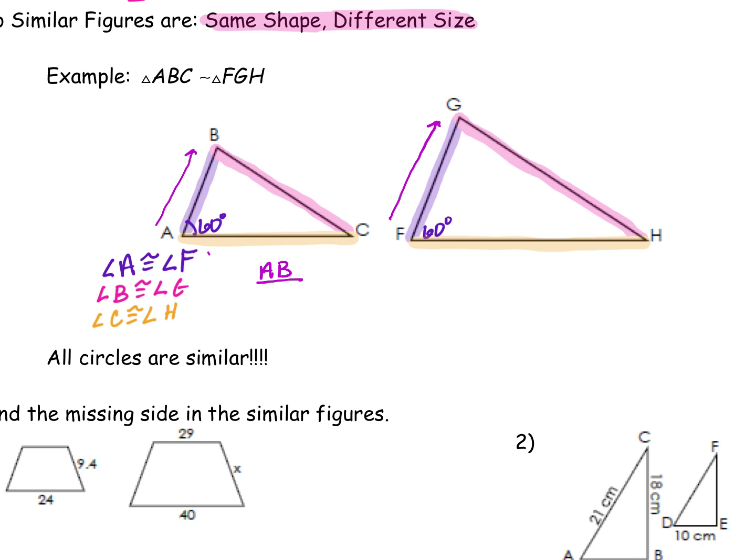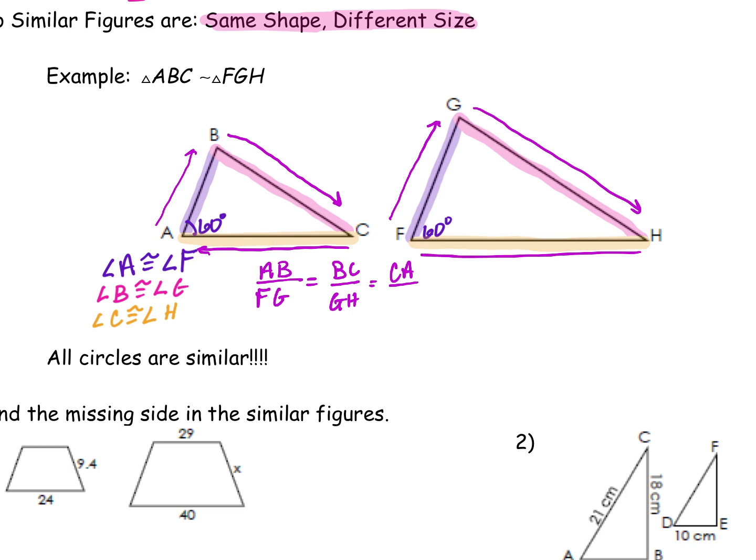Does that make sense? So I'm going to say FG has got to be equal to, and I'm just going to go around my triangle this way, BC over GH, which has got to be equal to, and we're going to complete this triangle by going this way, CA over HF, okay? So those are my proportions I can set up to do this with.